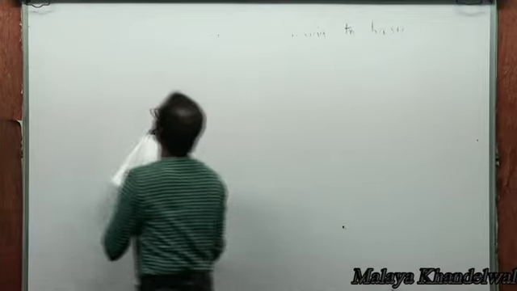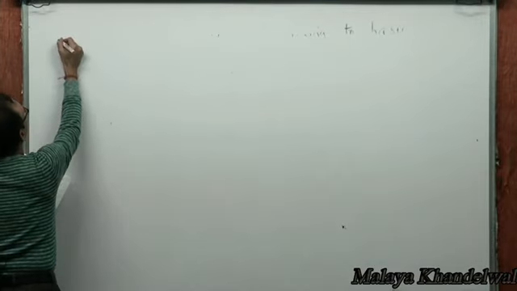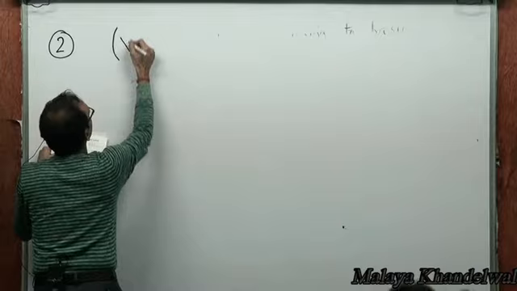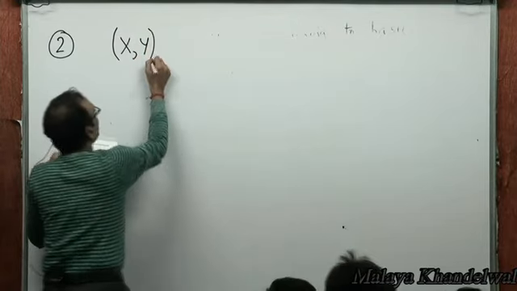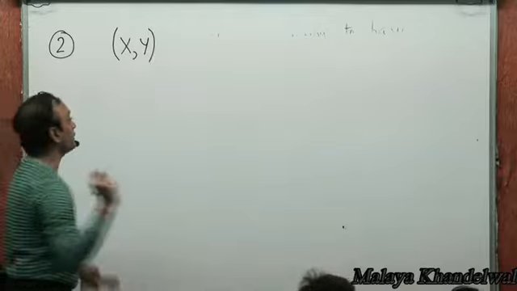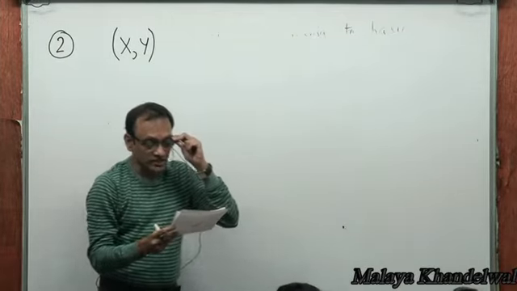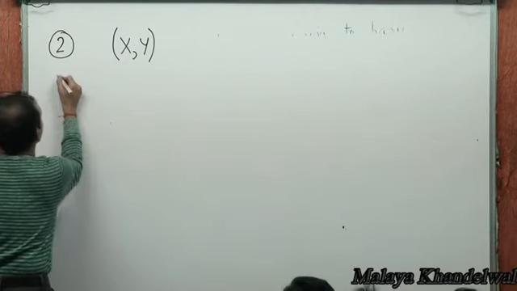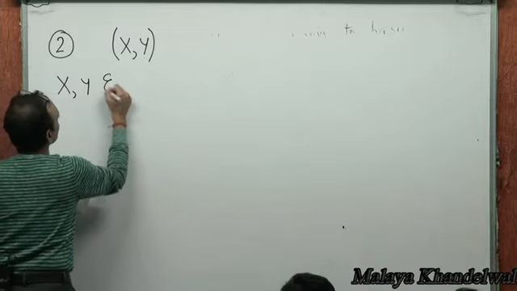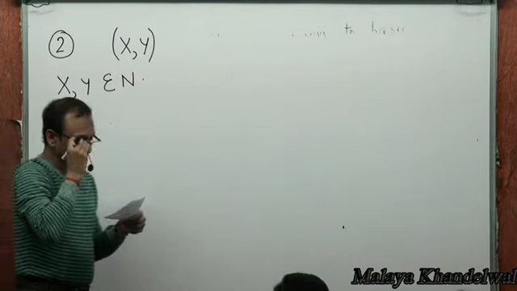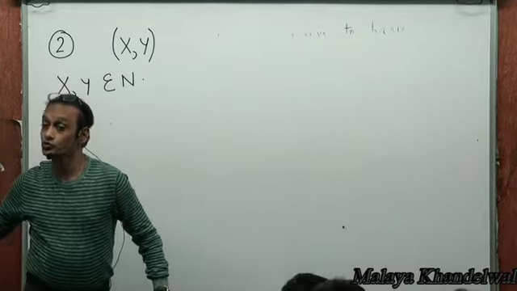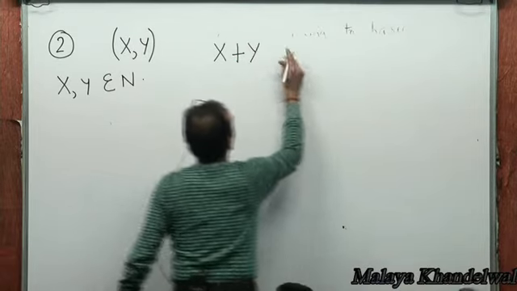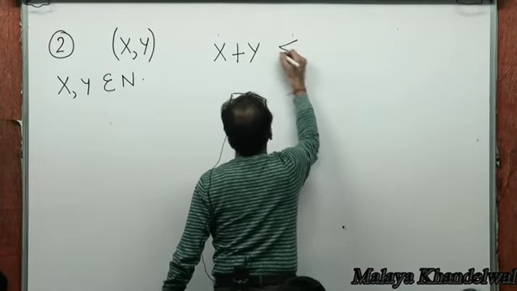Okay. Number 2. We want to find the number of ordered pairs x comma y such that x and y are positive integers, means natural numbers, such that x plus y is less than or equal to 4. All possible ordered pairs x and y in natural numbers such that x plus y is less than or equal to 4.